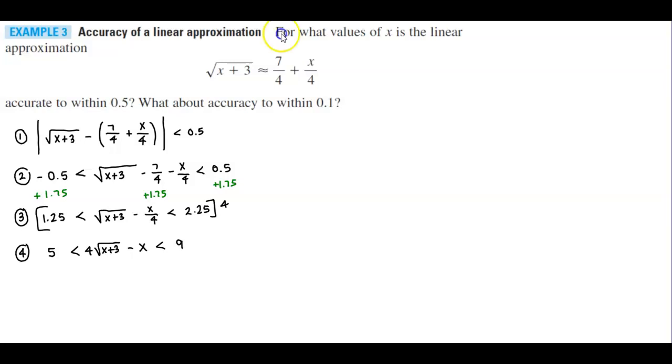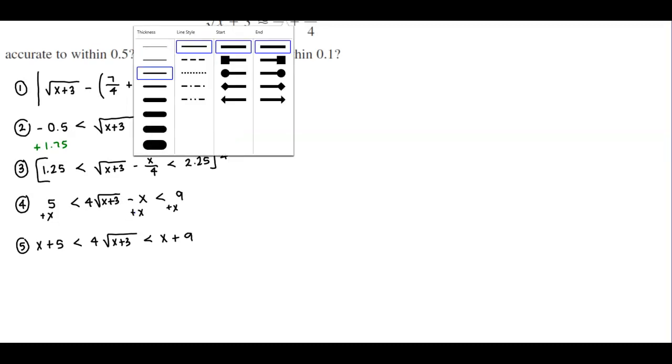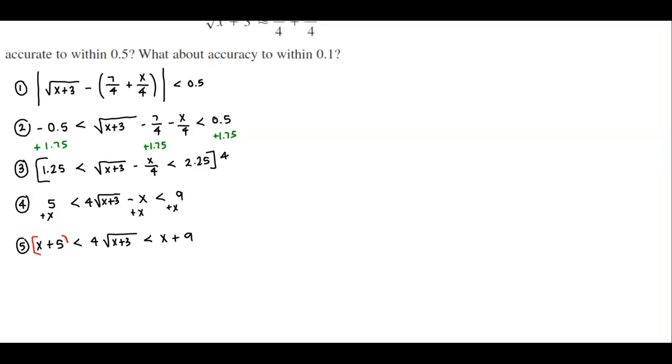Okay, and now we want to add x to all three sides. So therefore we get x plus 5, which is less than 4 times the square root of x plus 3, which is less than x plus 9. Okay, so now we want to square all three sides to get rid of that radical. So the next step is to square all three terms.